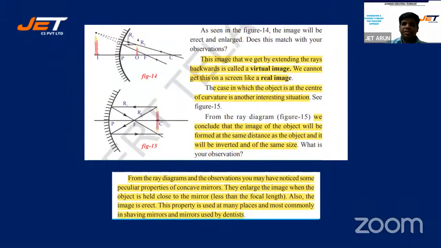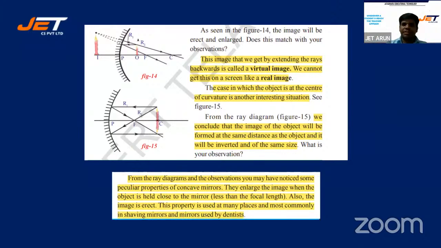So this image that we get by extending the rays backward is called a virtual image. In this case, when the object is within the focal point, we get a virtual image, which is behind the mirror. We cannot get this on the screen like a real image because the rays are not actually intersecting anywhere. When I extend the rays backward, they are intersecting, and that is nothing but the virtual image.